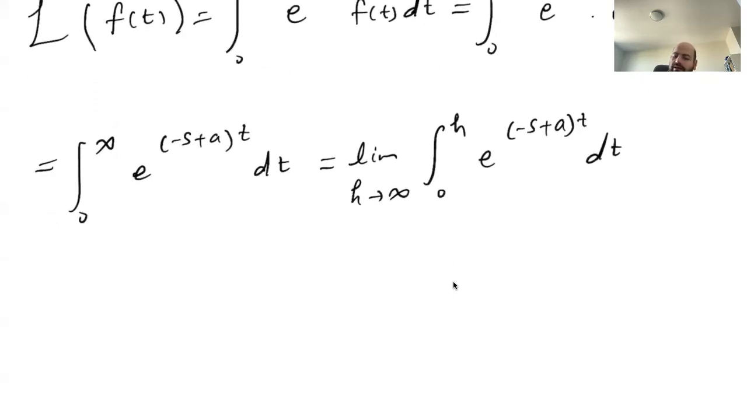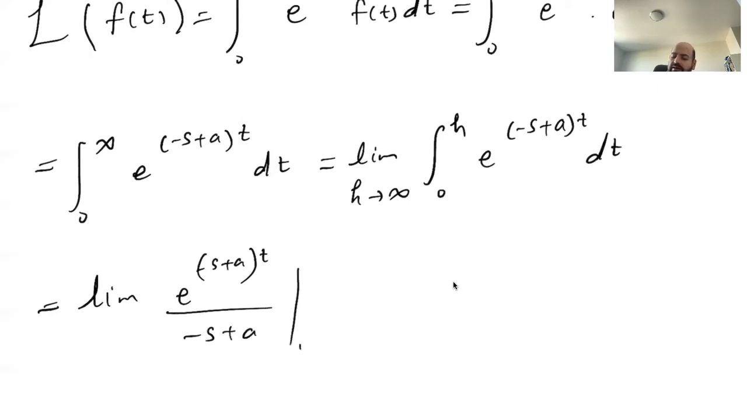And I can write this one as limit of e to the power minus s plus a times t, divided by minus s plus a, integral from 0 to h, as h goes to infinity. The antiderivative of e to the power minus s plus a times t dt is e to the power minus s plus a times t divided by minus s plus a. Remember again, the integral is with respect to t, so anything other than t is considered a constant. So minus s plus a here is a constant.